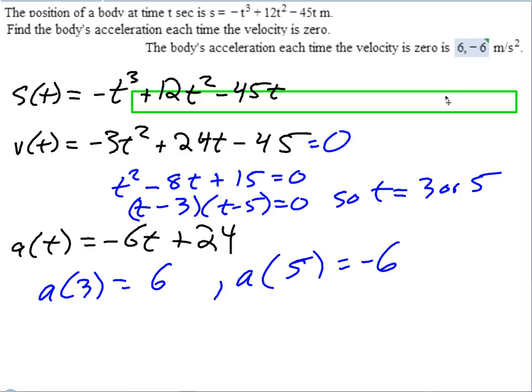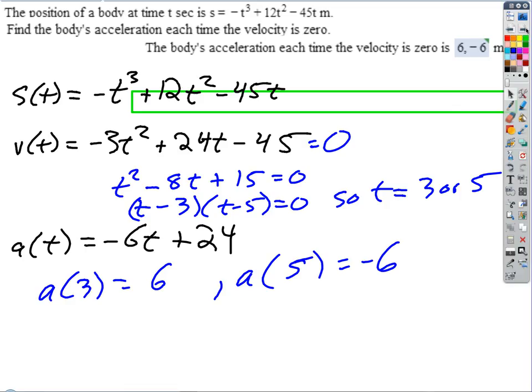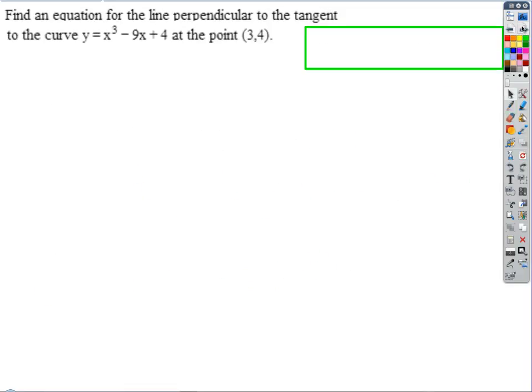Okay. All right, now you just tell me which ones you want to do from here on out. Give me a yay or a nay on this. Find an equation for the line perpendicular to the tangent to the curve. Yay or nay? Any takers? Do it. Do it? Here? Okay.